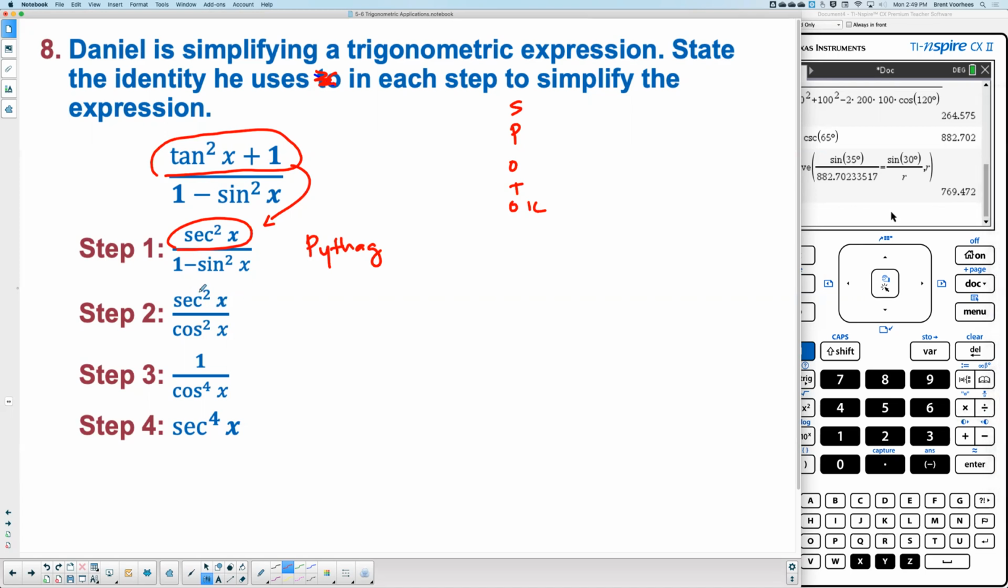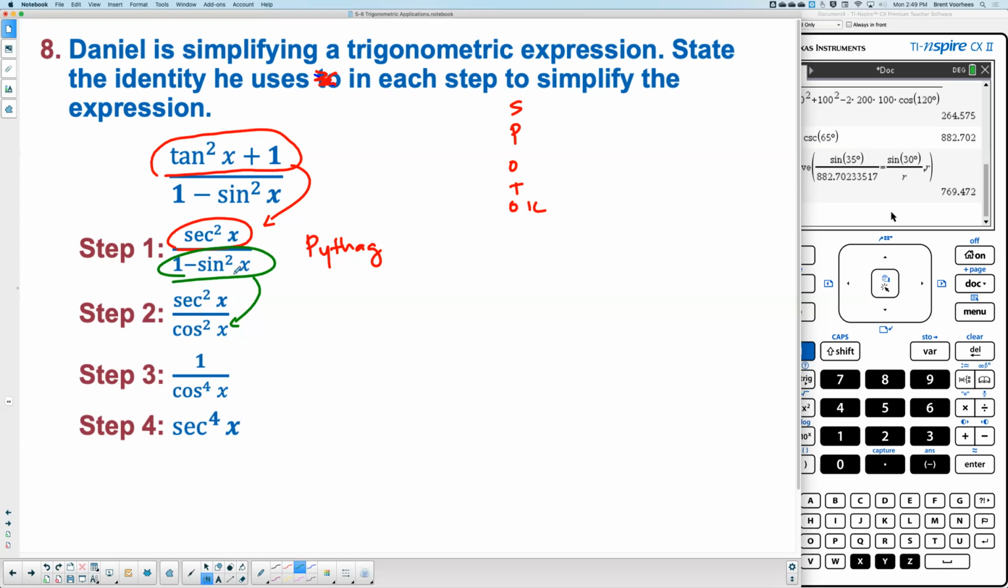Okay, now looking from step 1 to step 2. What has changed? Numerator, denominator, or both? Just the denominator. We go from 1 minus secant squared to a cosine squared. Did I simplify? Did I combine two things that are like terms to get this? Did I cancel things to get this? No. What did I do?